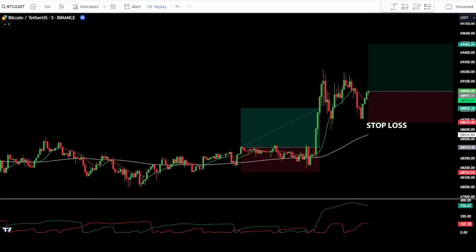7. Place the stop loss at the latest swing low. 8. Use a target take profit with a risk and reward ratio of 1 to 1.5.